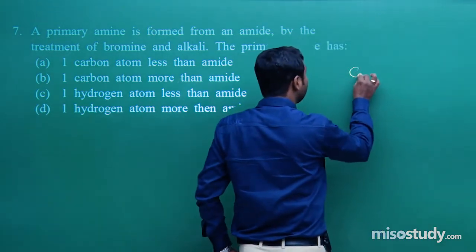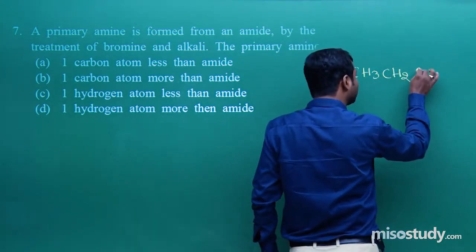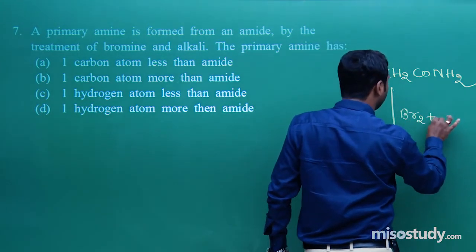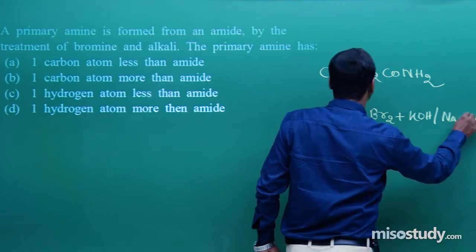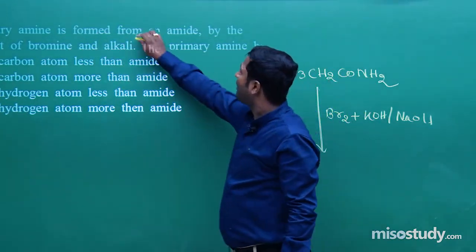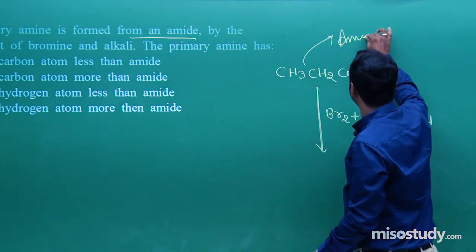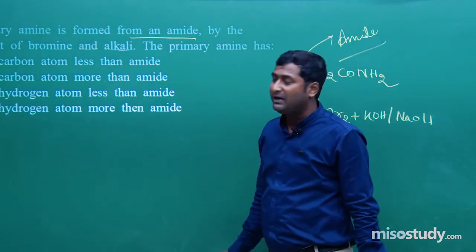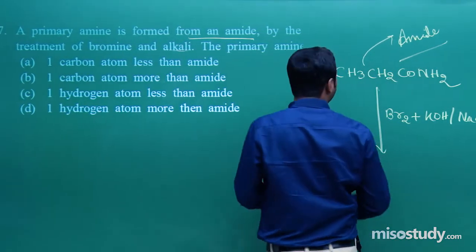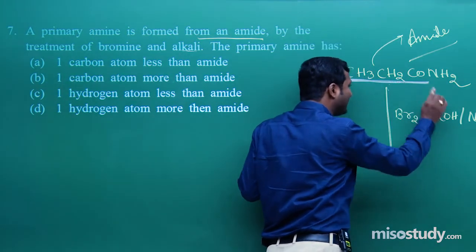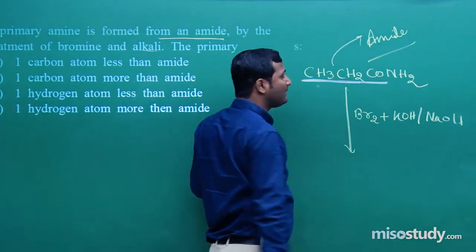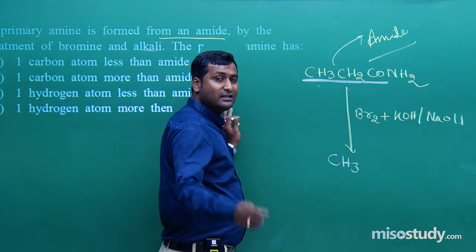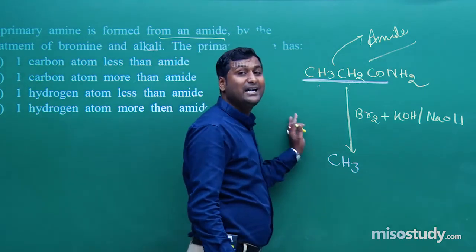If I write here CH3CH2CONH2, yes sir, on treatment with Br2 in presence of KOH or NaOH, a primary amine is formed from an amide. This one is the amide, treated with bromine and alkali. What is alkali? It may be KOH, it may be NaOH. Now count how many carbon atoms are there in the primary amine. There are 1, 2 and 3 carbon atoms. So the primary amine will have 1 carbon less. Due to this reason, this reaction is also known as the Hofmann bromamide degradation reaction.